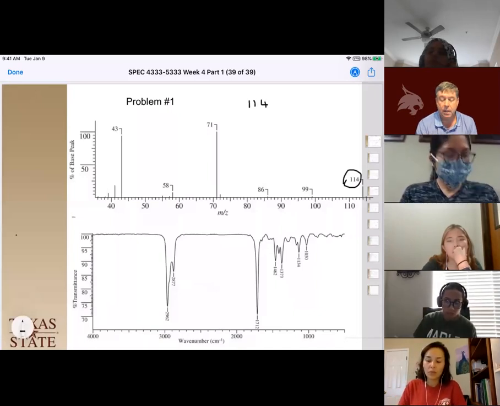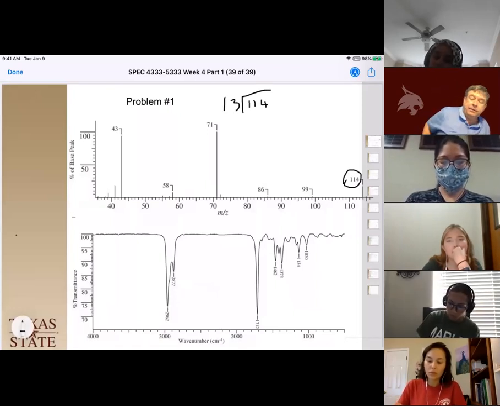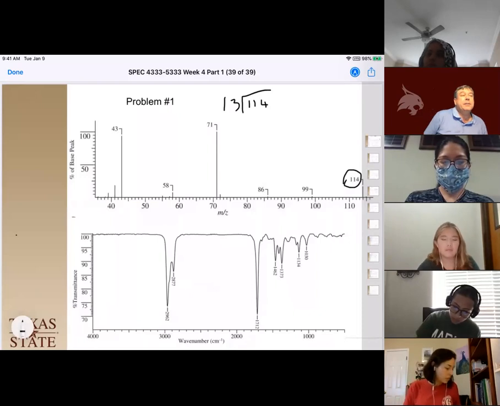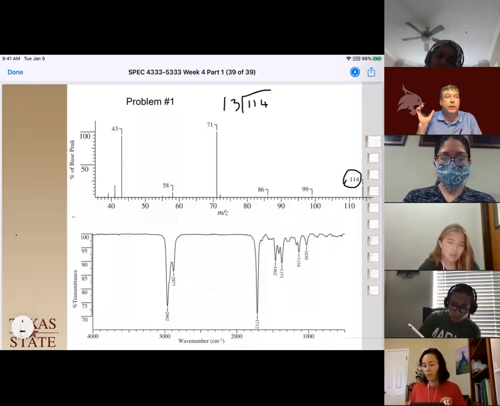Divided by 13, and let me get that calculator out. You will be able to use a calculator on our exams, by the way. Just make it a low-tech one and not a high-tech one.